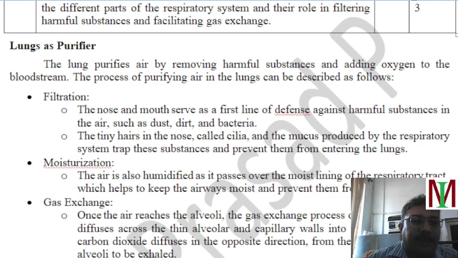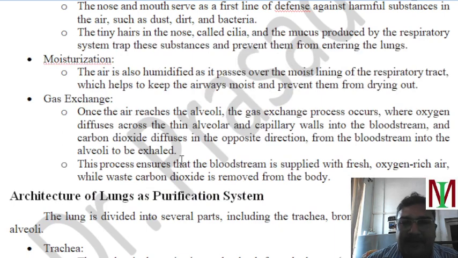Then gas exchange, that is the main important thing that is required. The other things are also required, but for the important point here, once the air reaches the alveoli, which are very small ball-type structures present inside the lung, millions of alveoli are there, where oxygen diffuses across the thin alveolar and capillary walls into the bloodstream, and carbon dioxide diffuses in the opposite direction from the bloodstream into the alveoli to be exhaled. This process ensures that the bloodstream is supplied with fresh oxygen-rich air while the waste carbon dioxide is removed from the body.